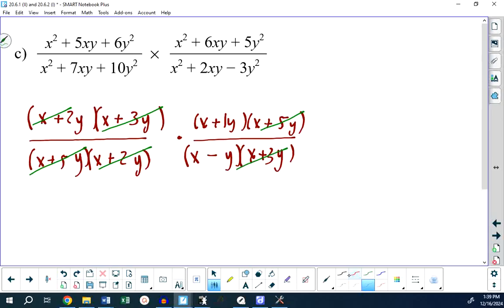When all the dust settles, we're left with x plus y over x minus y. And there would be non-permissible values of x is not equal to y, x is not equal to negative a half y, but I don't want to worry about that. We okay with that one?